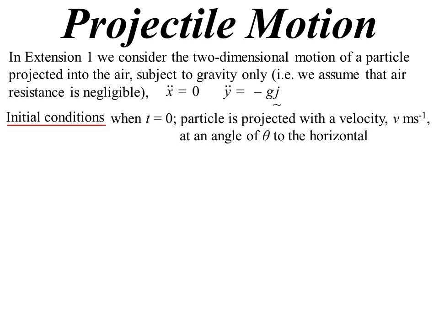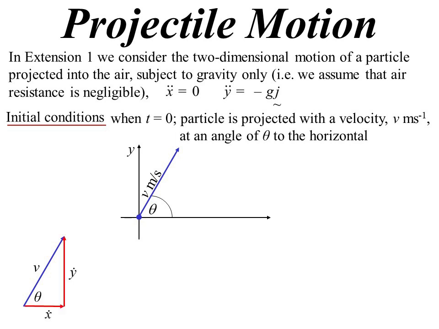Initial conditions. When t equals 0, we project with some velocity at some angle to the ground. So here we go, off we go. That would be the vector initially. Obviously it will change as time goes, but let's have a look at this vector. Its magnitude is v. That's what the velocity is. We can have a horizontal and a vertical component and make some angle with the ground. With a little bit of trig, we can work out the initial conditions both horizontally and vertically. So horizontally it's v cos theta, vertically v sine theta.